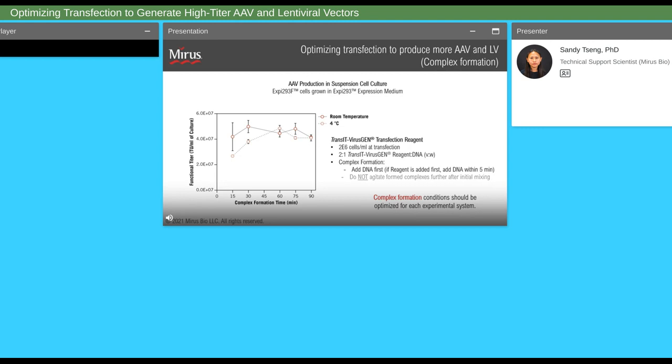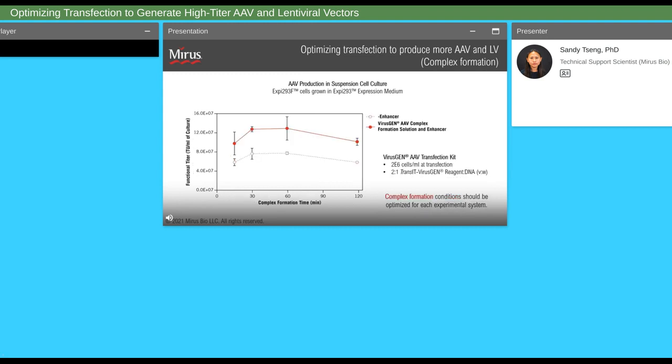And the second point that I want to make is that you do want to mix well after each addition. So after you add DNA, mix well. After you add reagent, mix well. But afterwards, we don't recommend additional mixing, as additional agitation can disrupt the complex formation and formed complexes, which may have a negative effect on titers.